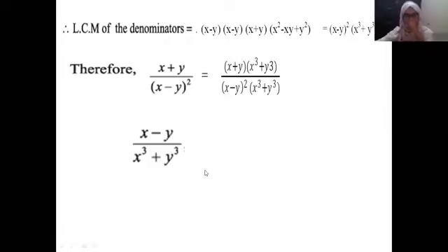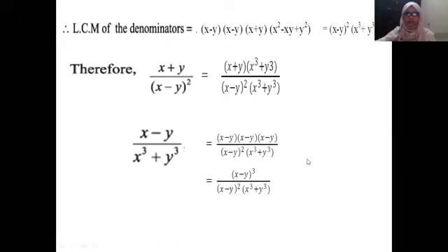Now multiply both numerator and denominator by this quotient x minus y whole square. We get x minus y into x minus y into x minus y by x minus y whole square into x cube plus y cube, which is equal to x minus y whole cube by x minus y whole square into x cube plus y cube. Our last one is y minus z by x square minus y square.